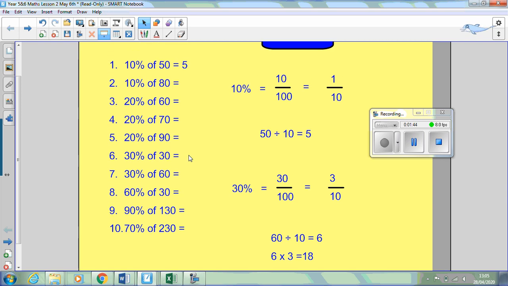Have a go at the questions. They might take 5-10 minutes to do, and then I'll come back in 5 or so minutes and we can go through the answers.